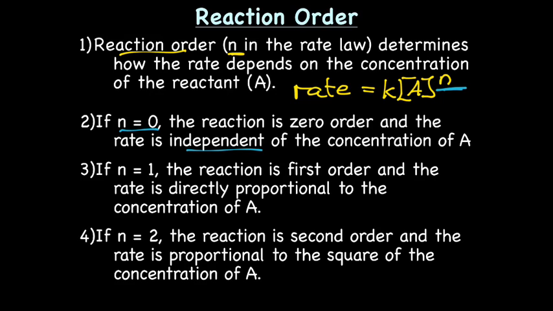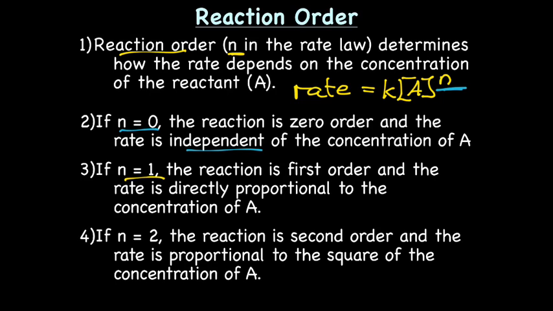If N is 1, the reaction is what we call first order, and the rate is directly proportional to the concentration of the reactant. Meaning if you increase the concentration of the reactant, the reaction rate will increase. If you increase the concentration of the reactant even more, the rate of the reaction will increase even more. And if you decrease the concentration of the reactant, the reaction rate will also decrease. That's what's meant by directly proportional.